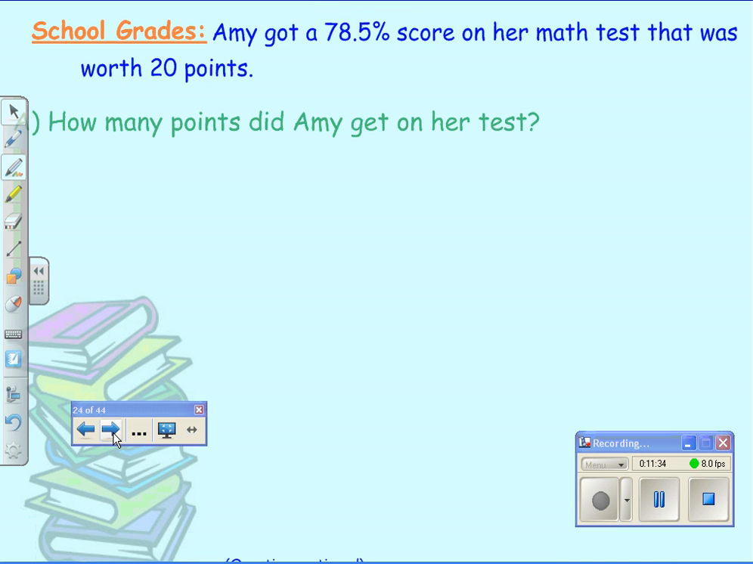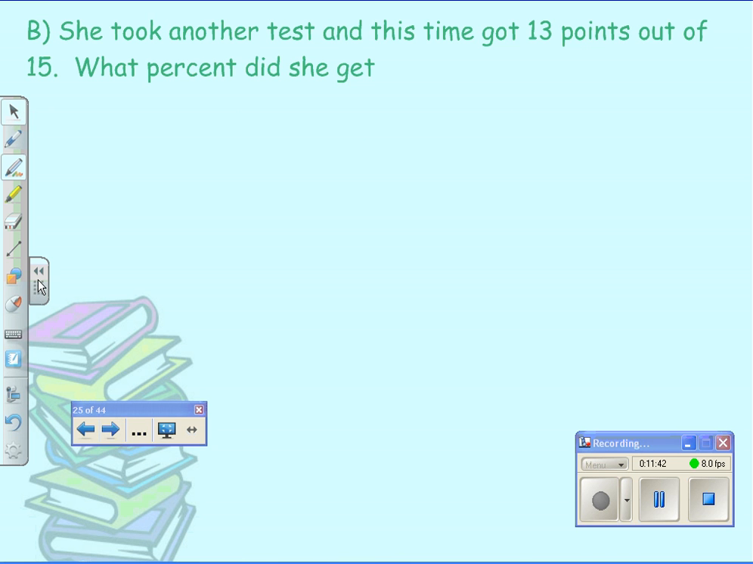Amy got a 78.5% on her math test that was worth 20 points. How many points did Amy get on her test? Please solve this on your own. B. She took another test and this time got 13 points out of 15. What percentage did she get? Solve this on your own, and good luck.